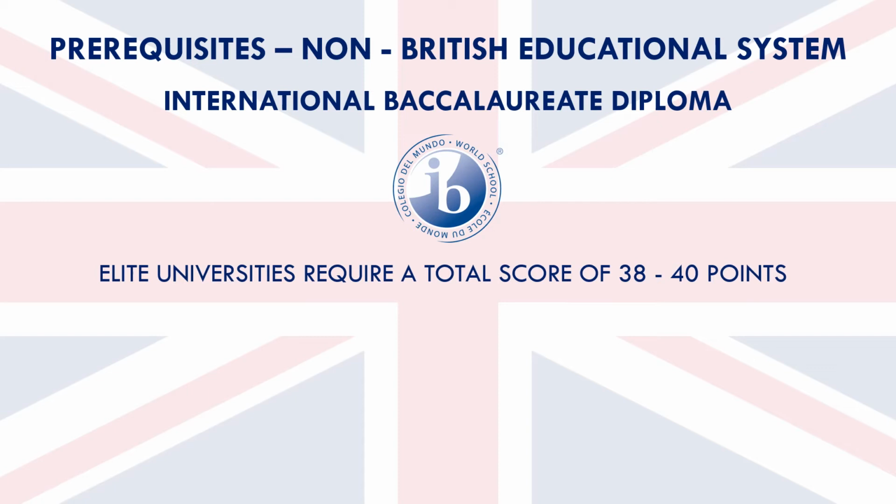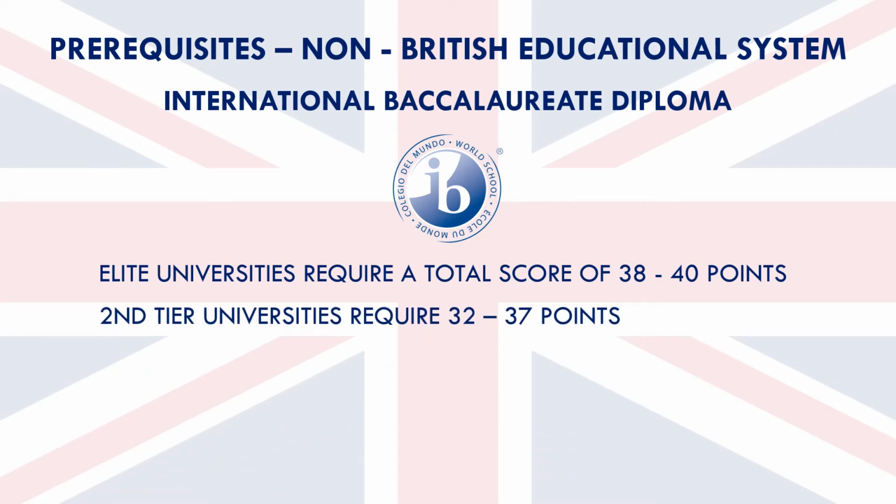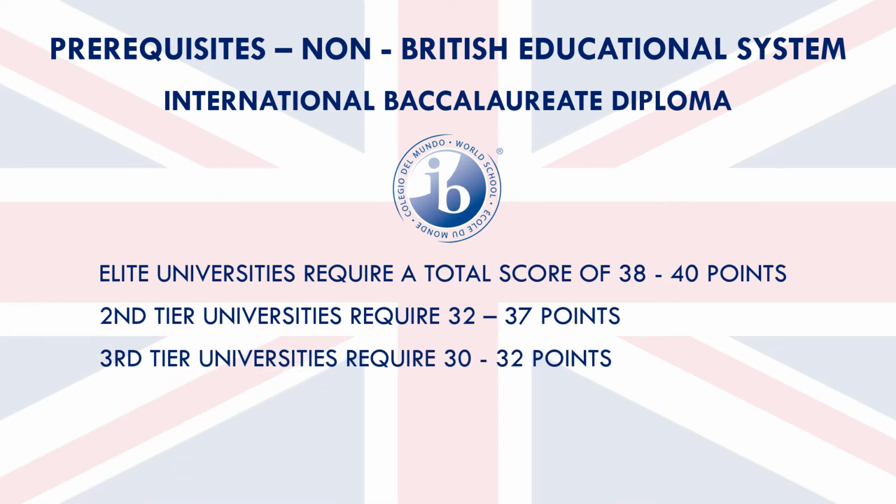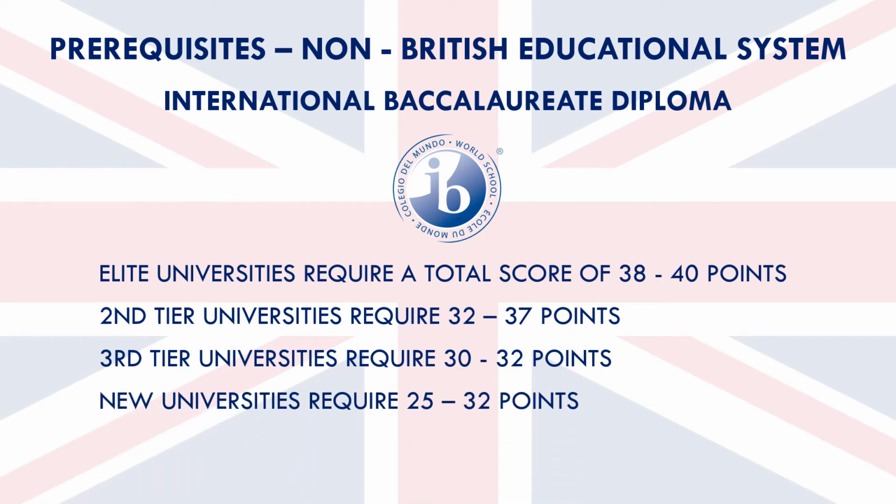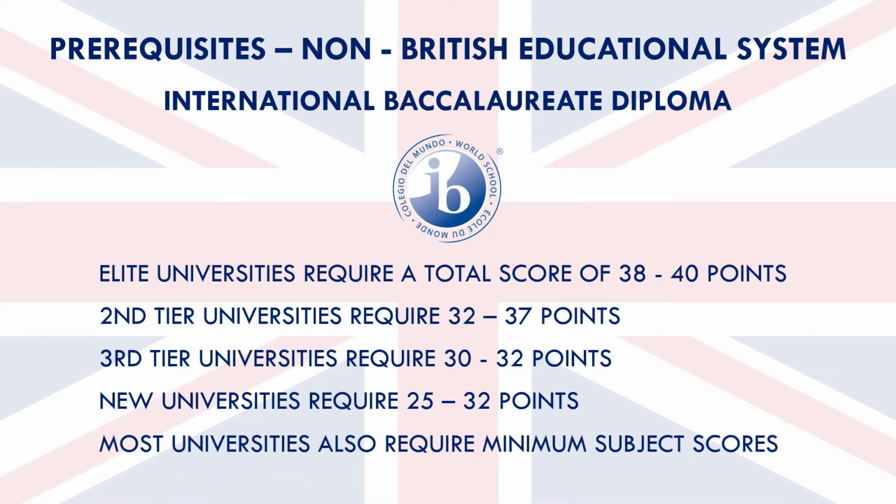Elite universities generally require a total score of between 38 and 40 points. Second-tier universities require between 32 and 37 points. Third-tier universities require between 30 and 32 points, and new universities require between 25 and 32 points. These are general approximations. There are always exceptions. Most universities also require minimum subject scores, which are also provided with the International Baccalaureate diploma.